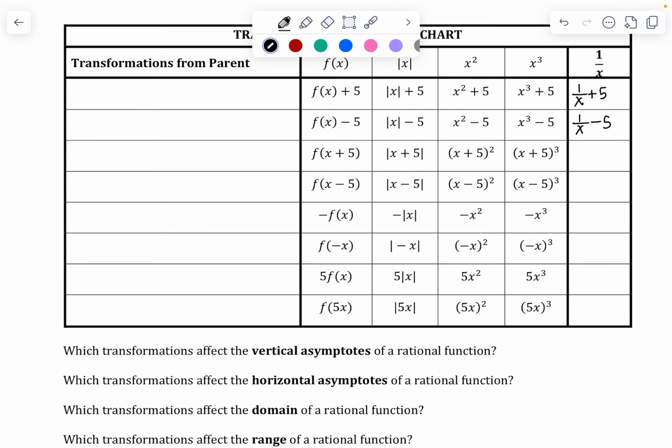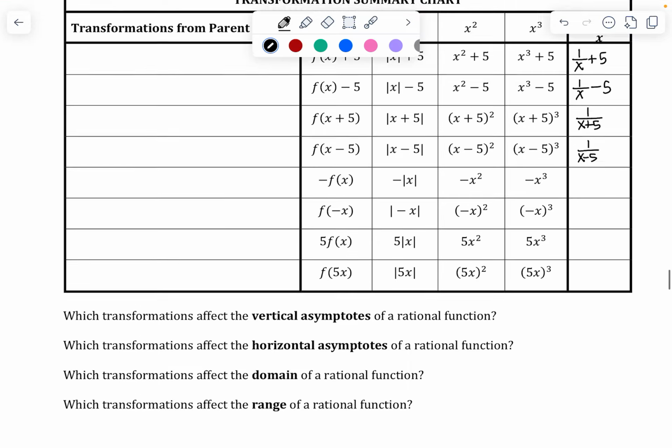And then here, a +5 inside the function would be inside the bars, inside the parentheses. For rational functions, we don't have parentheses. That just means it's in the denominator with x. And so that's going to serve as our parentheses. The fraction bar creates our parenthesis.